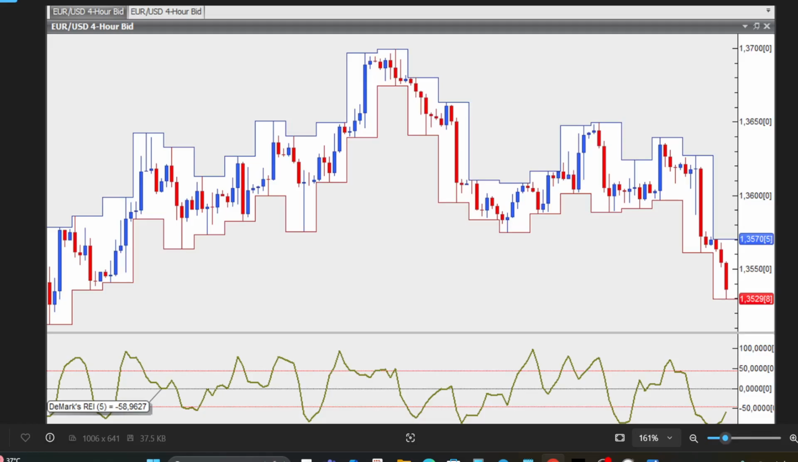So we're just going to go over exactly what the range expansion index is, how it works, and how you can use it to improve your trading strategy.